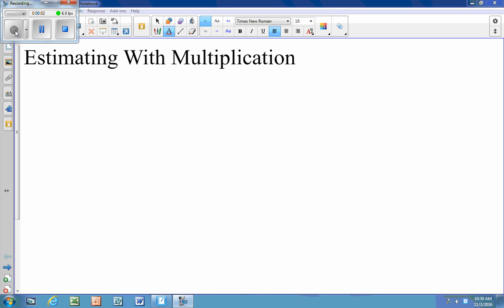This is Module 2, Lesson 2, Estimating with Multiplication.